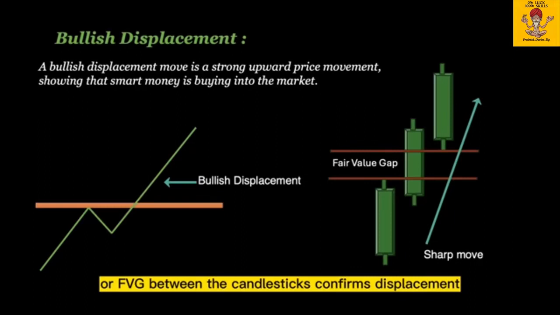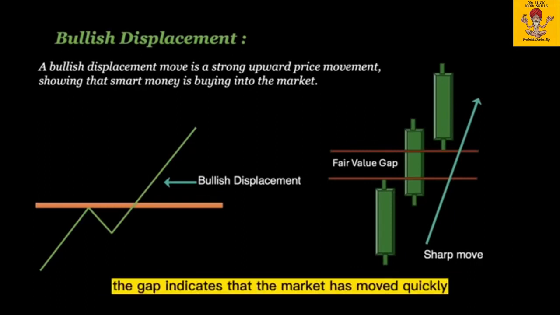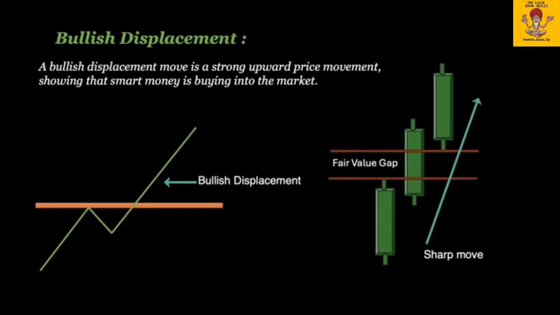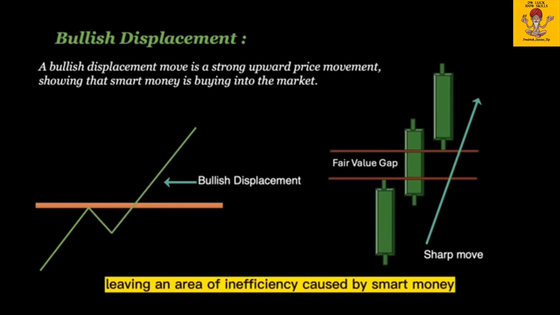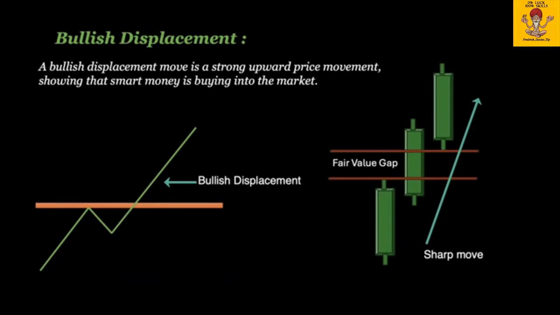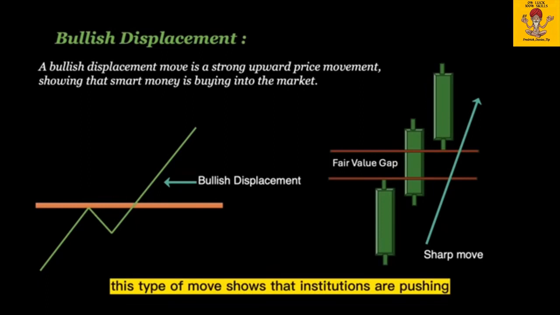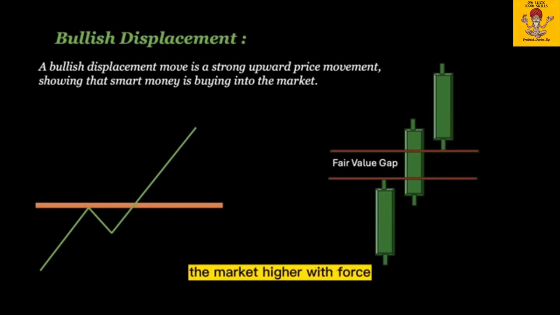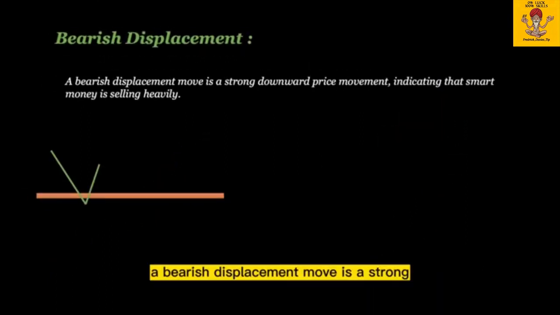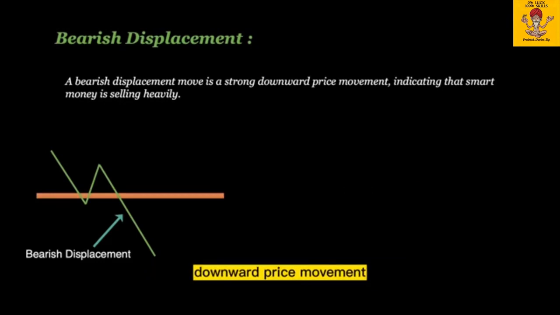confirms displacement. The gap indicates that the market has moved quickly, leaving an area of inefficiency caused by smart money. This type of move shows that institutions are pushing the market higher with force. A bearish displacement move is a strong downward price movement, indicating that smart money is selling heavily.